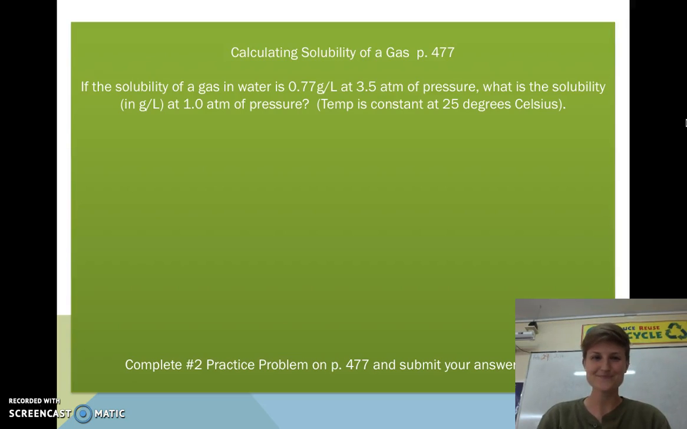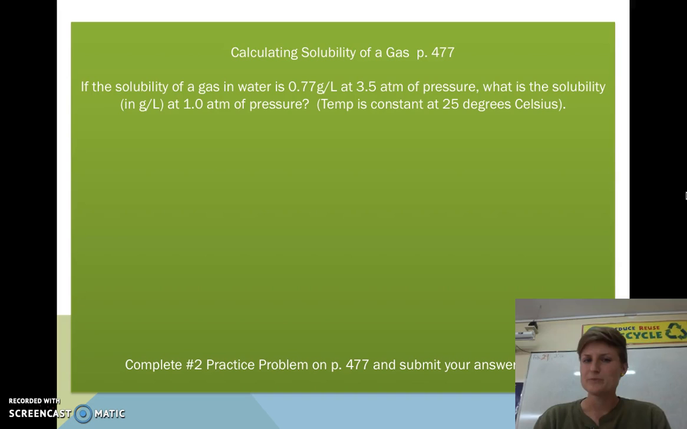Those you can find on page 476. So let's do a problem. If you don't need this, then you can go ahead and move right away to this down here. Page 477, complete practice problem number 2. On the box, whichever side that shows up. If not, we're going to go through that practice problem together.